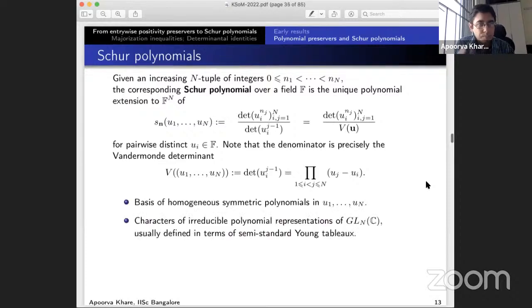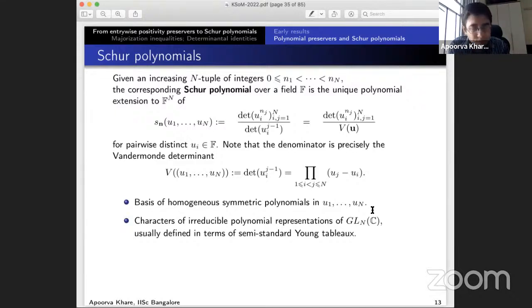Great. So these Schur polynomials, as I said, are characters of irreducible polynomial representations. They are also very well studied since Cauchy defined them, let's say, 200 years back. Then they appeared in Schur's thesis, and that's how they got their name. They form a basis of homogeneous symmetric polynomials in these many variables, and in fact also in infinitely many variables.